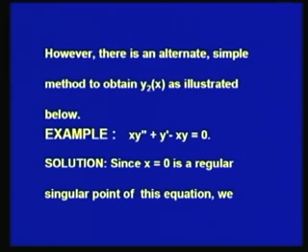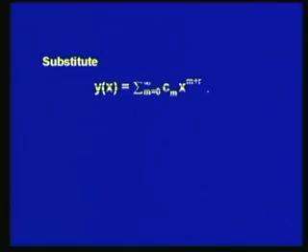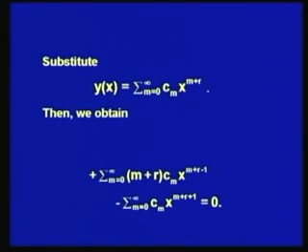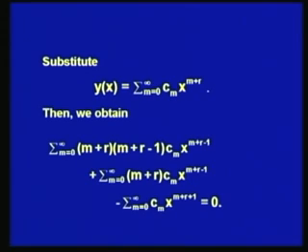Let us take the example of the differential equation x y double dash plus y dash minus x y equal to 0. You can note here that again x equal to 0 is a regular singular point of this equation, so the Frobenius method can be applied, and we can therefore assume a solution of this differential equation to be of the form y(x) equal to sigma m equal to 0 to infinity Cm x to the power m plus r, where C naught is not equal to 0.